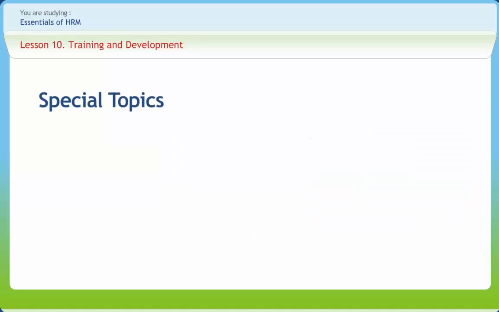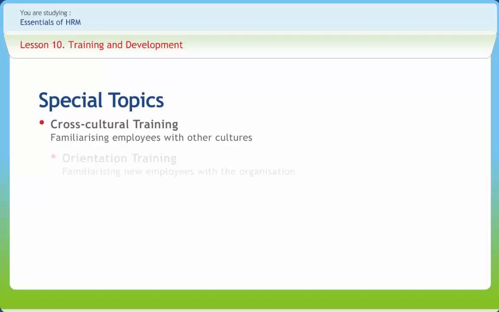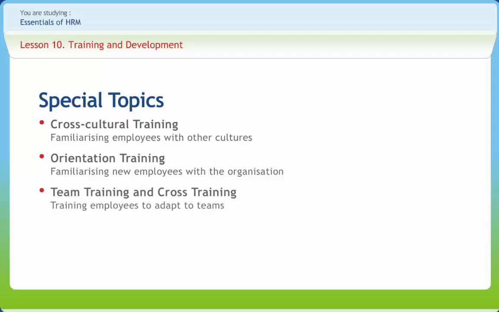Let us discuss some special topics in training and development. First is cross-cultural training. This type of training is imparted to acquaint the employees of an organization in one country with the culture of another organization and the country in which it is located. The next topic is orientation training. This type of training is imparted to acquaint the new employees with the organization, its background and history, its departments, and its other employees. It is believed that it leads to increased employee productivity and lower turnover rate.